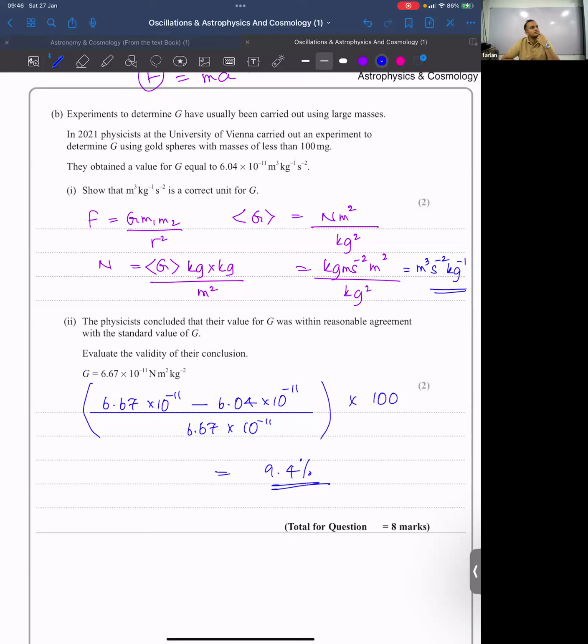So can you tell the conclusion? Sorry? So the conclusion, can you get it again? Yes, it is within a reasonable agreement with the standard value of G. Or you can just say, yes, it is a reasonable value. That's more than enough. So 2 marks anyway.